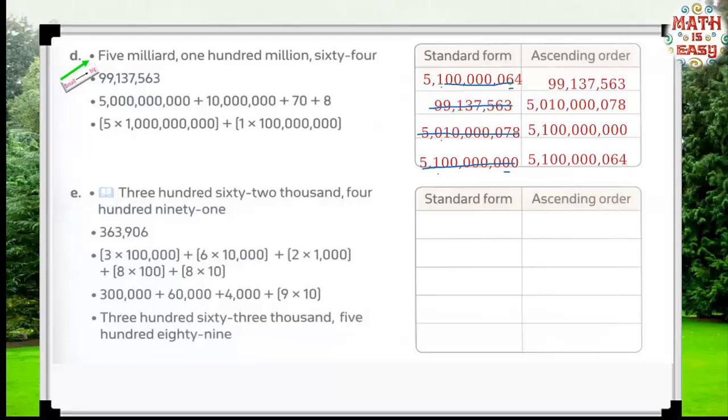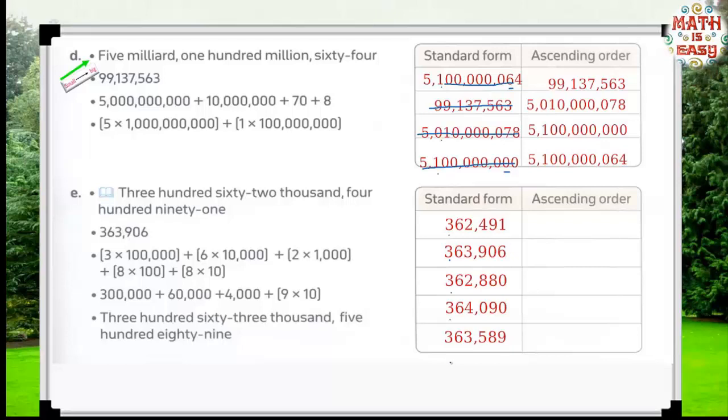Next one: 362,491. Write the number in standard form. Third number, here we have 364,090. We have 5 numbers, not 4 only. 363,589. All numbers here have 2 periods. That means you should focus well. See from the left side, start from the left side.